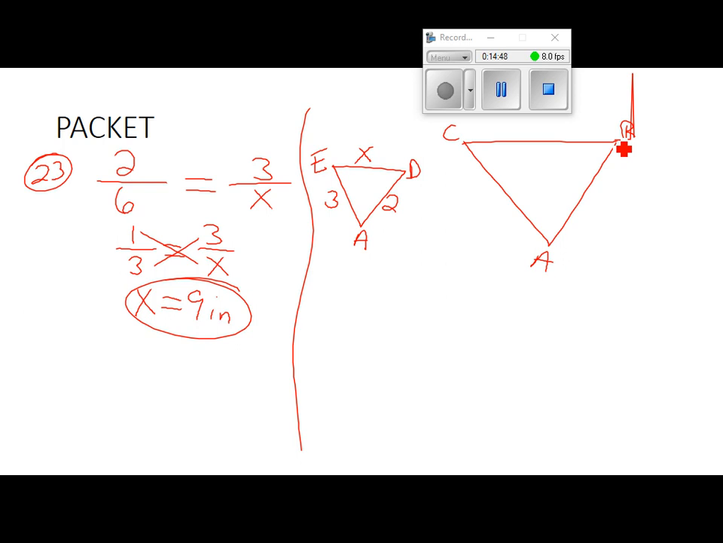And what do we know in it? B is 4. Six. How come 6? Because you have to add those two. Got to add those two to get that whole thing, right? And 12 for CB. This is 12.